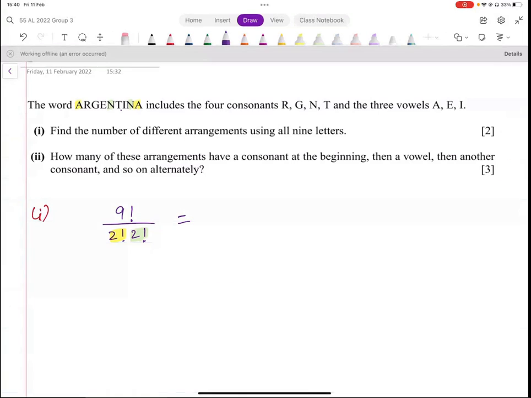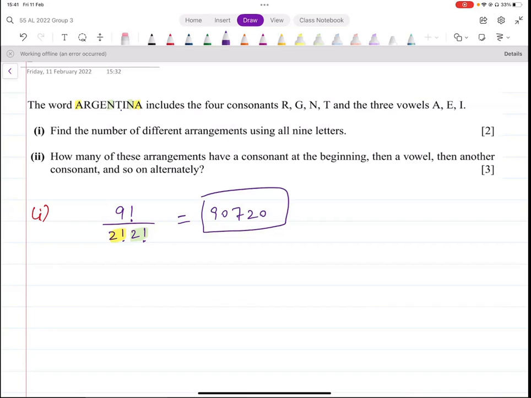9 factorial over 2 factorial over 2 factorial. What's this? 90720. Okay? You have to make sure that you write down this result. Do not just leave it in terms of factorials. Sometimes they allow it, sometimes they keep marks for the answer as well. So you should always write the answer at the end.